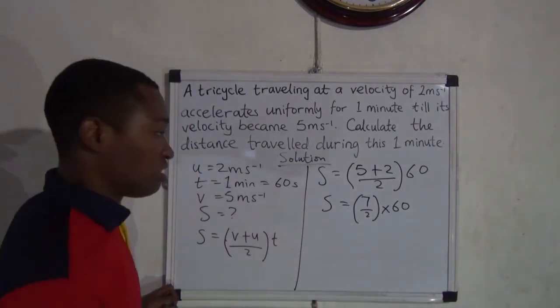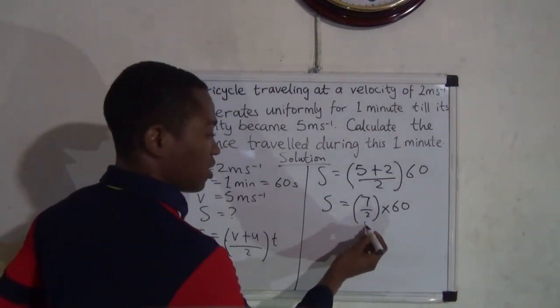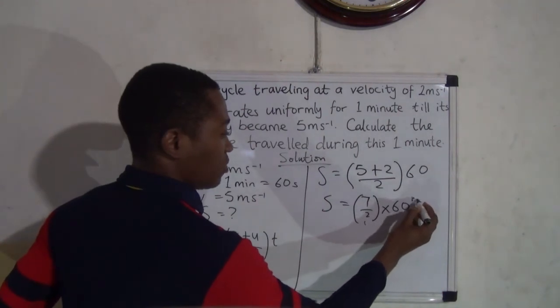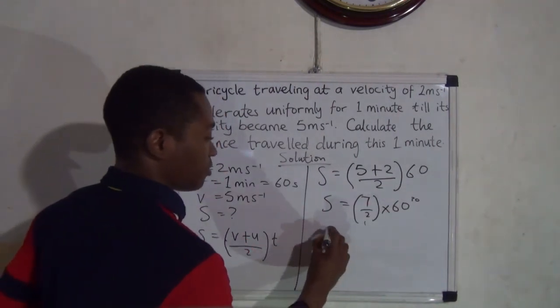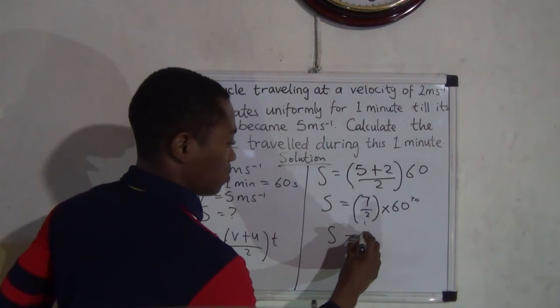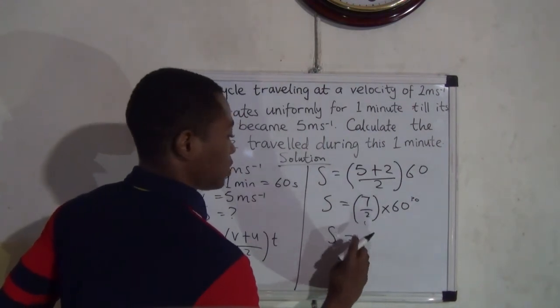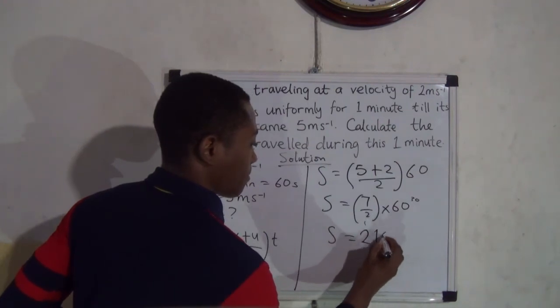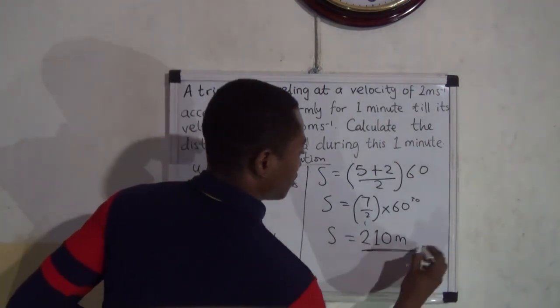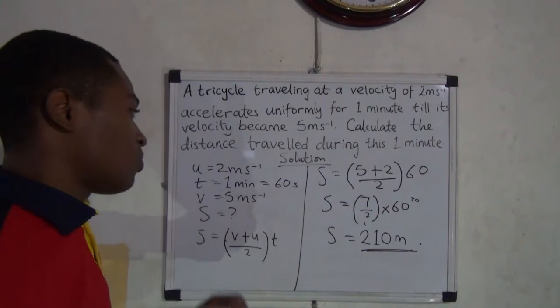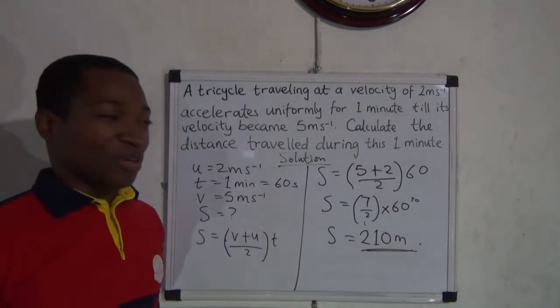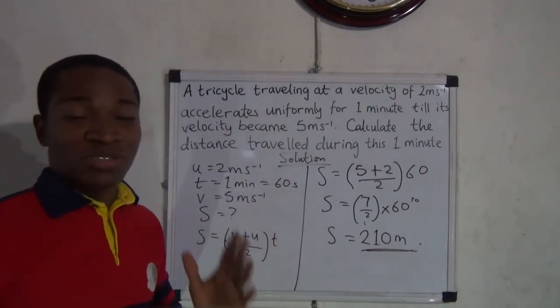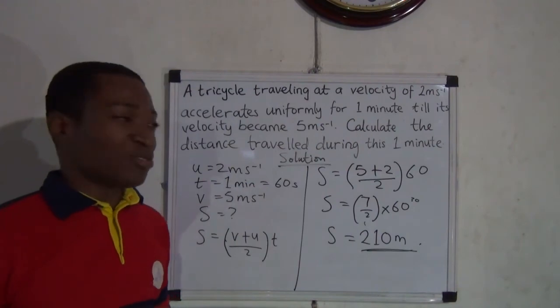In order to make the calculation easier, we just break it down. 2 here, we have 1. 2 in 60, we have 30. 30 multiplied by 7. 30 multiplied by 7 is 210. 210 meters. See, so this is an easier way to solve the problem. Your calculation is usually direct when you use the appropriate formula to solve the problem.